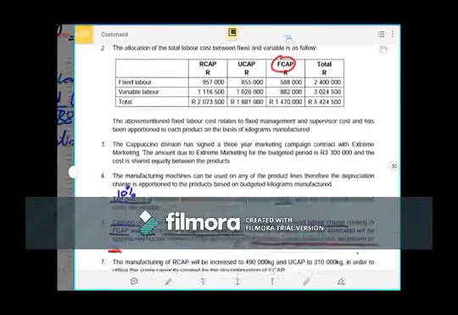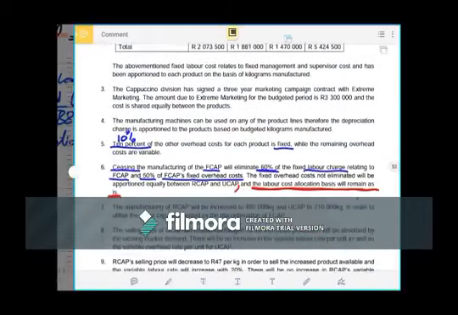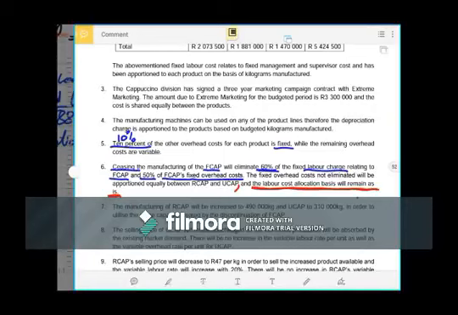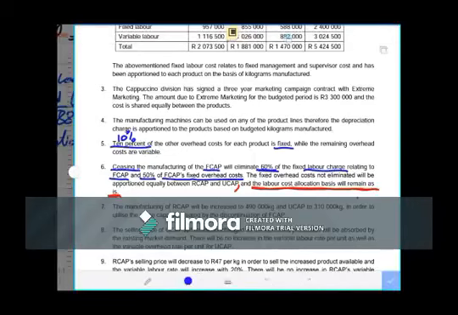So now let us wait and not allocate at this point in time, because there might be a change in the production because of this proposal to discontinue. Hence this number 6, I suppose it was supposed to be number 7, and number 7 becomes number 6, so that we could immediately do the allocation of the fixed labor based on the new number of units that the company anticipates to manufacture and sell after they discontinue with the production of the flavored cappuccino.